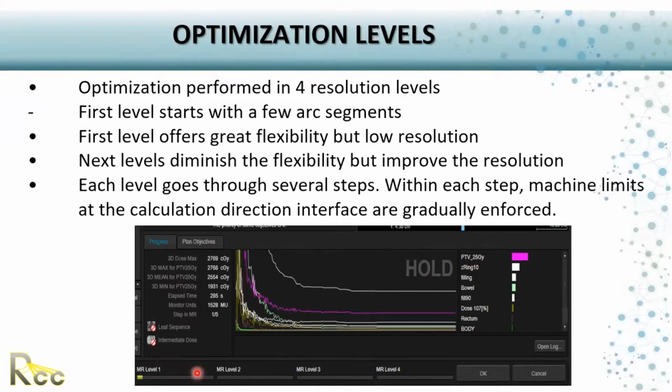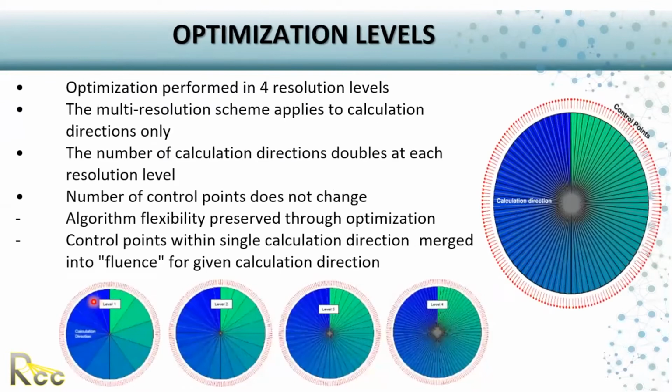So we have MR level 1, MR level 2, MR level 3, MR level 4. As we've seen before, this is level 1, level 2, level 3, and level 4. So this is how the optimization works.